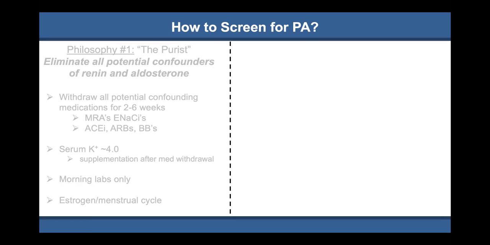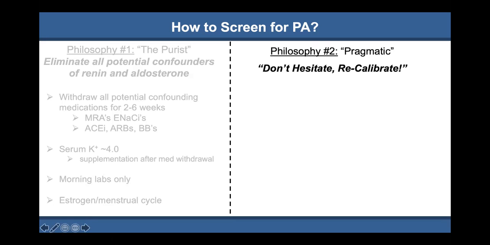If it works for you, that's great. But if this is too complicated for you or very laborious, you can consider a more pragmatic approach, philosophy two, which I refer to as don't hesitate, recalibrate. And to be completely honest and in full disclosure, this is the philosophy that I would argue needs to be performed much more commonly and one that I usually try to do if possible.